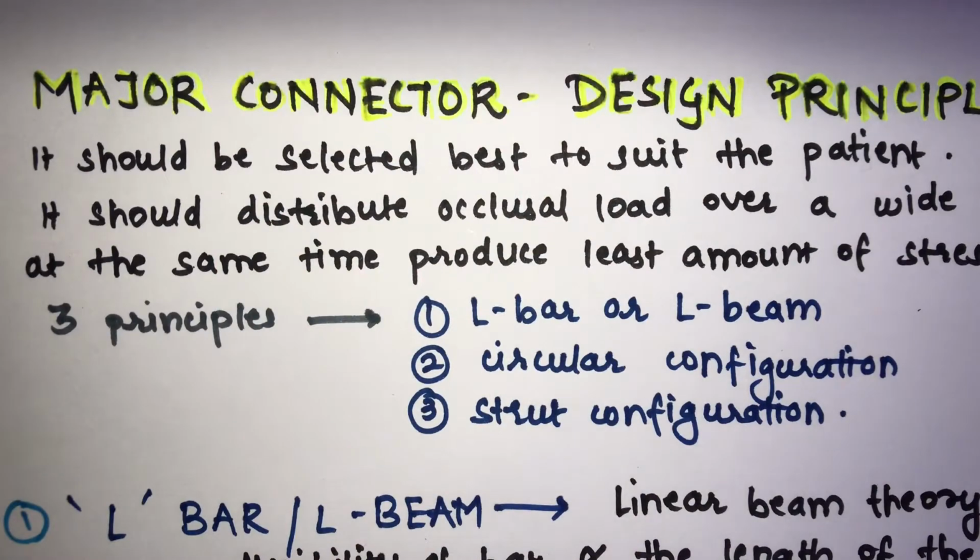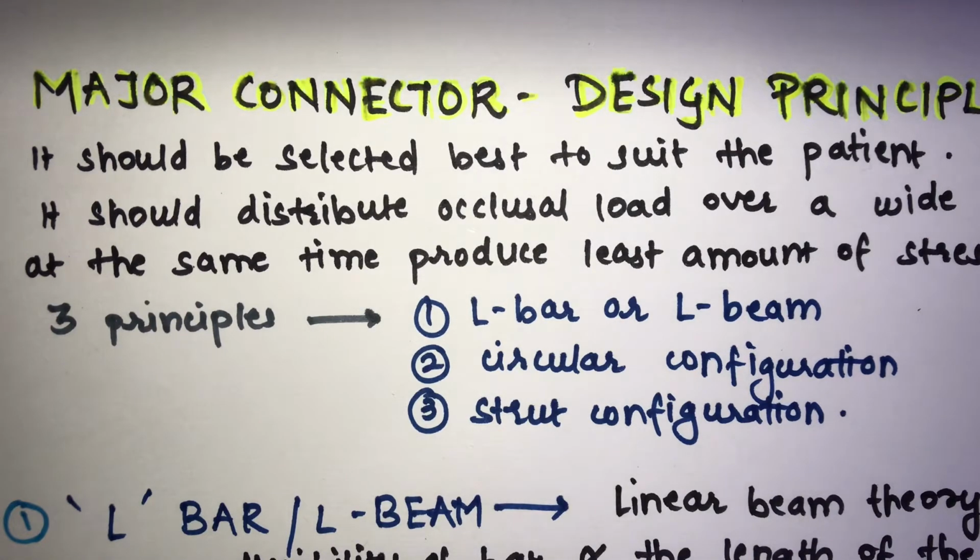The topic is major connector design principle. Now in a major connector, I have already covered mandibular and maxillary major connectors from removable partial dentures. Basically, a major connector is the component of removable partial dentures which connects the parts of one side of the arch to the parts of the other side of the arch. So those are your major connectors.